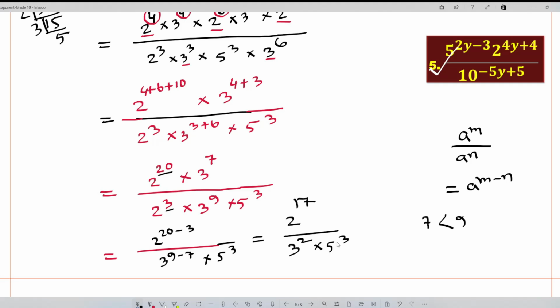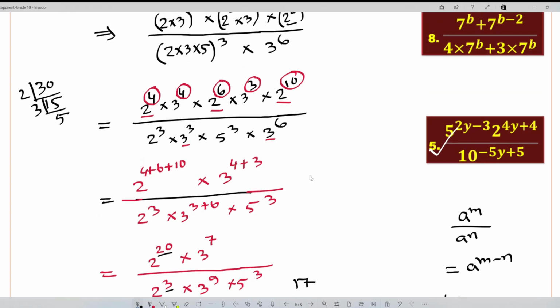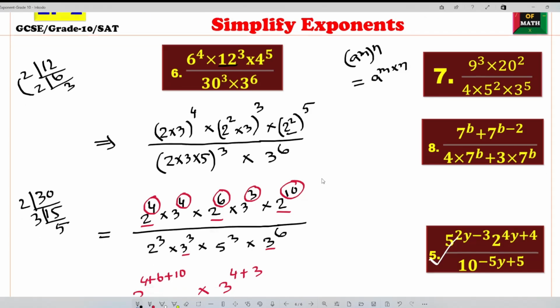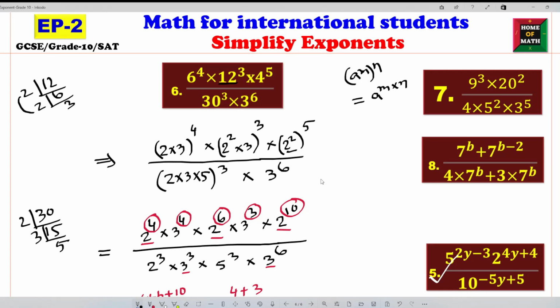Okay, very short math, but it's looking big. No problem, you will solve the problem step by step, no need for any hurry. So our number 6, and for this video number 2 is done. Okay, let's start the next one.